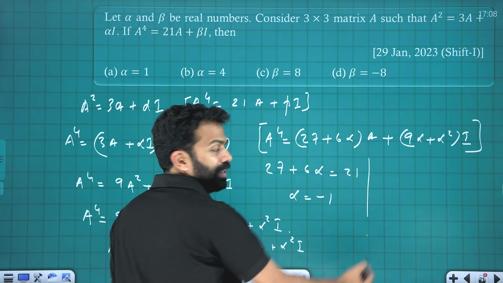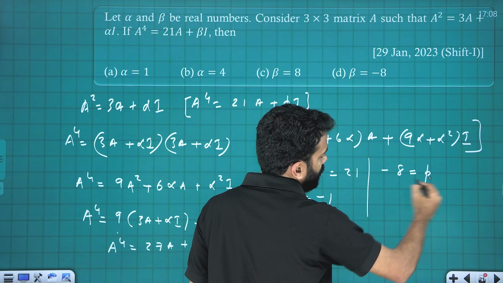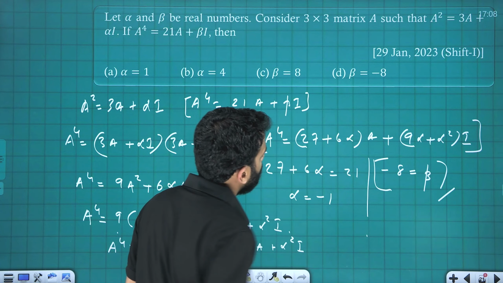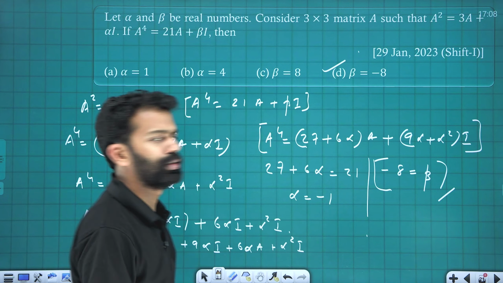Just substitute alpha here. You will get 9 into minus 1 is minus 9, plus alpha square is 1. That is minus 9 plus 1 is minus 8. What's the coefficient of I here? Beta. Therefore, beta is equal to what? Minus 8. I think that's here. Okay, D. D is the correct answer. Okay, that's all.